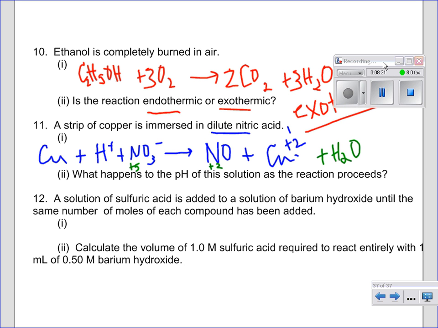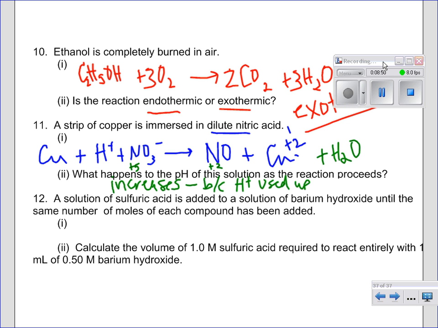What happens to the pH of the solution as this reaction proceeds? Increases. Good, because the H plus is used up. The nitric acid's used up, basically.